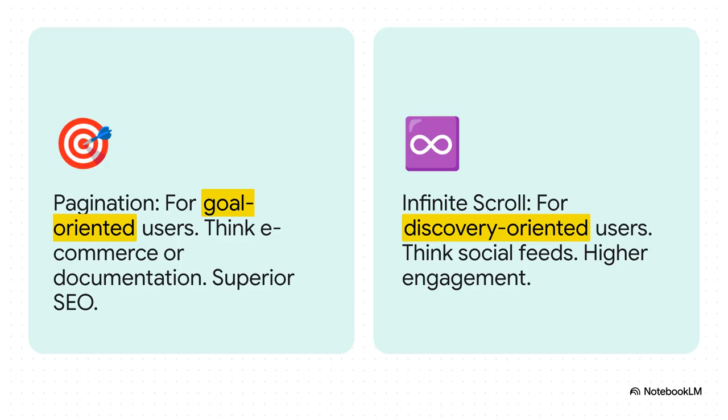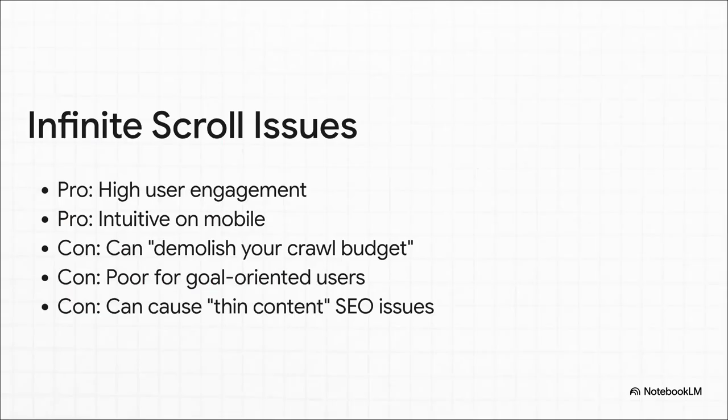But if they're just casually browsing, discovering content, like on a social media feed, that's the sweet spot for infinite scroll. Now, infinite scroll feels amazing, I get it. It keeps users engaged, but it comes with some pretty serious warnings, especially for SEO. Because search engine bots might have to crawl a literally endless page, it can absolutely demolish your crawl budget. Pagination, with its clear, distinct pages, is just a much safer bet for making sure your content gets discovered.